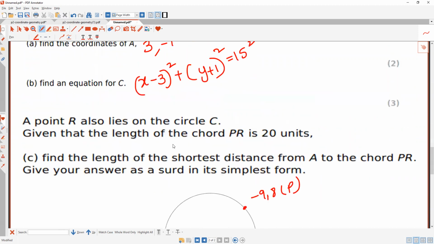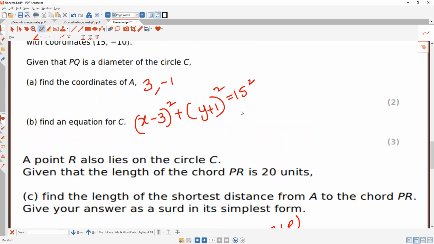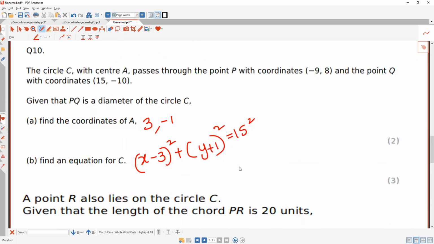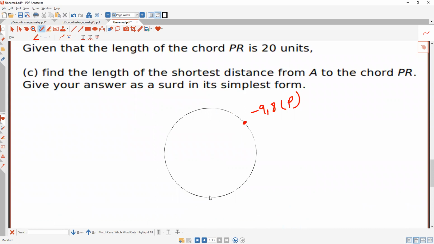How come R is lying on the circle, given the length of chord PR is 20 units? How is it possible that your chord is bigger than your radius? Is your radius correct, by the way? Is it really 15 square? Can somebody confirm? Okay, I don't know how it's 20. Whatever. So this is your R, chord PR. How much is it? 20 units. Let's just draw a length over here.